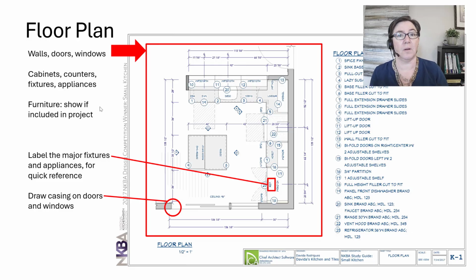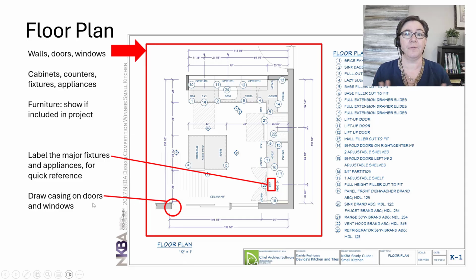What else is on the floor plan? We want to label those major fixtures and appliances just with a small nickname or a small label. This is for quick reference because there's a lot of boxes, things that look like just rectangles on a kitchen plan, and it's great to be able to really quickly tell what that is. And so here's an example right here. It says REF period for refrigerator.